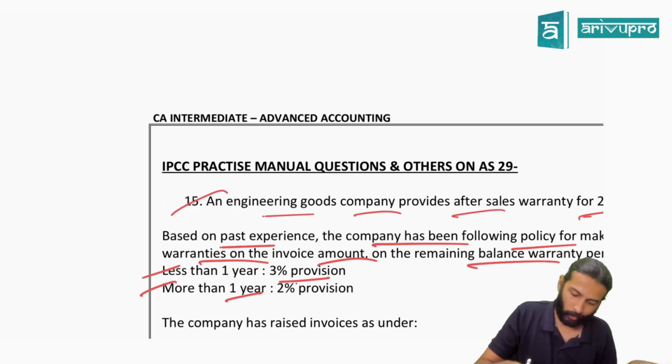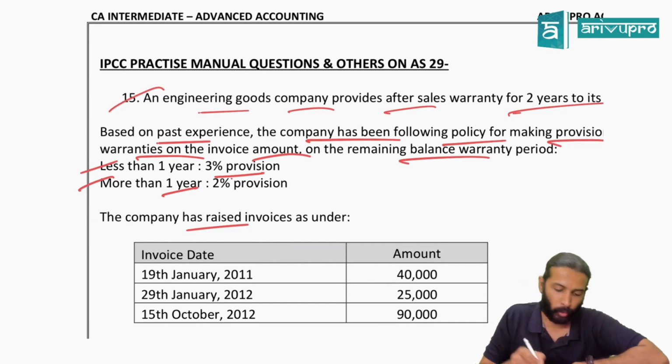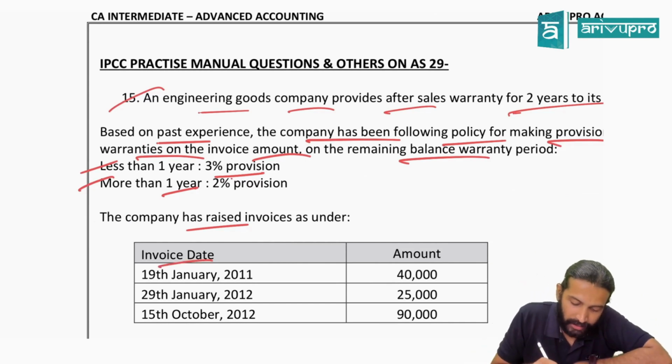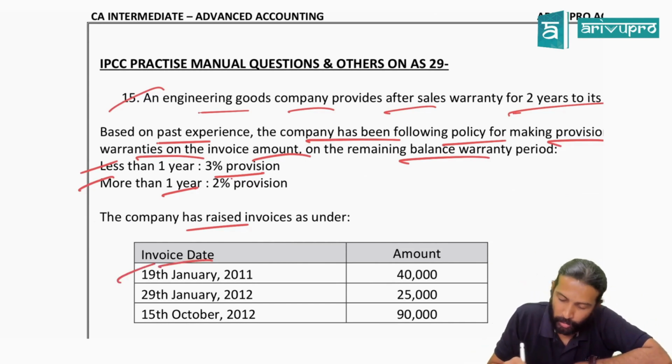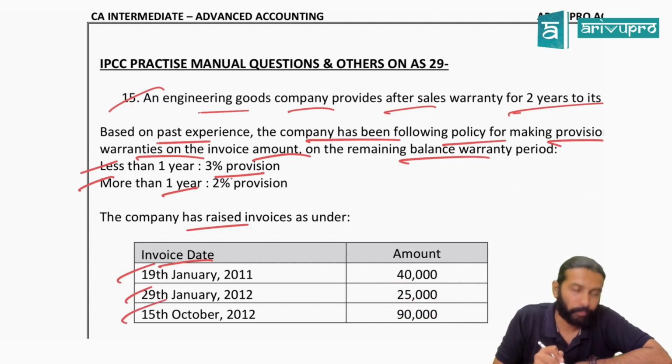Manageable. Okay. The company raised the invoice, meaning they've sold the goods as follows. Invoice date is 19th January 2011. And how much was the goods? 40,000 worth goods you have sold. Next, on 29th January, you have sold 25,000. On 15th October, you have sold 90,000.